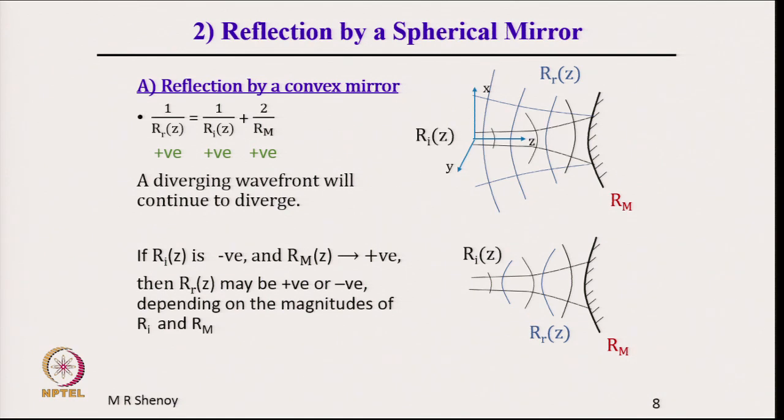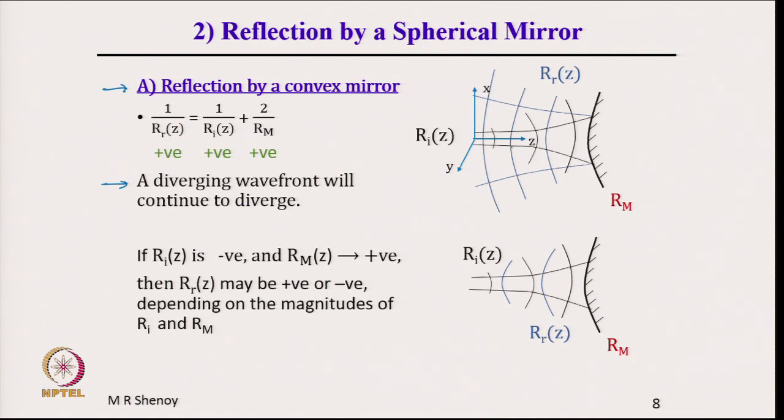Here there are reflection by convex mirror and concave mirror. So, first consider reflection by a convex mirror. Convex mirror means R_m, the radius of curvature of the mirror, is positive. The radius of curvature of the reflected beam will be positive, because incident beam is positive, and the mirror radius of curvature is positive, so the reflected beam also has a diverging wavefront, or a positive radius of curvature, and will continue to diverge. That is what is illustrated here.